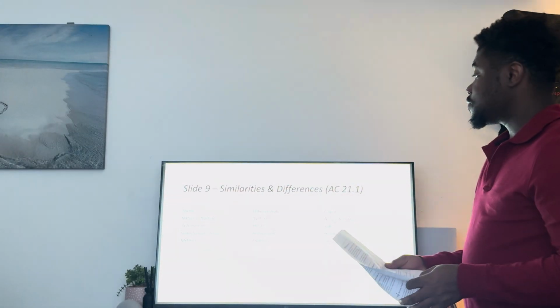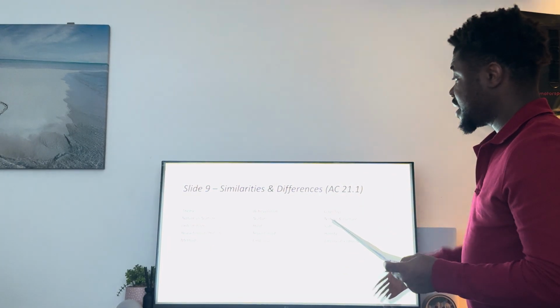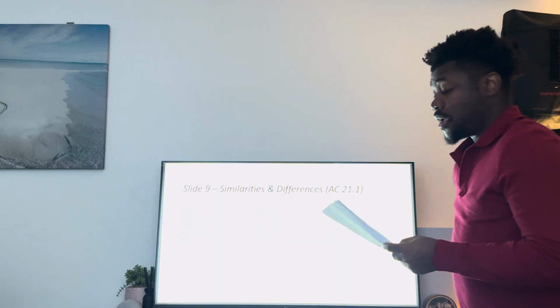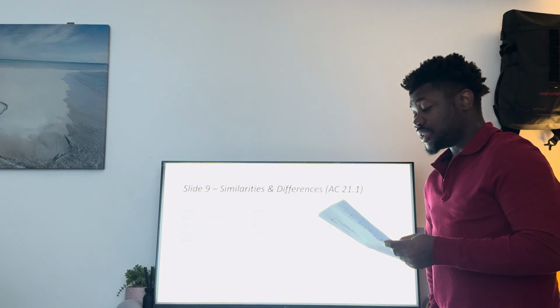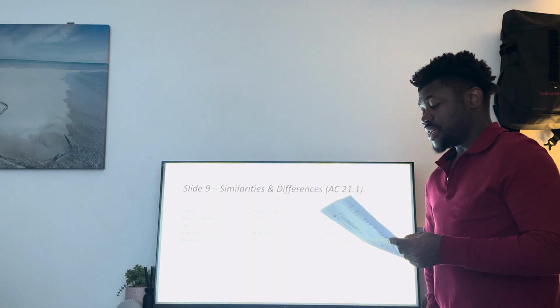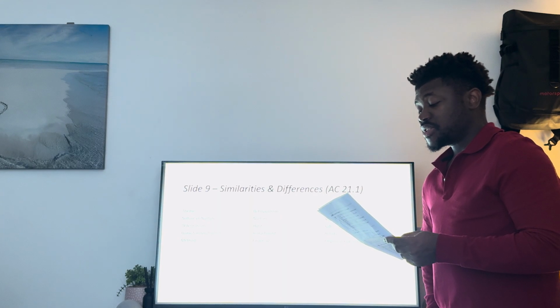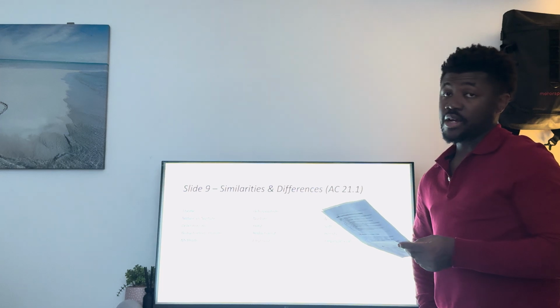And now we move to slide 9, which is similarities and differences. Behaviorism and cognitive psychology share a commitment to scientific research, using experiments to gather evidence. However, behaviorism focuses on external, observable actions, whereas cognitive psychology looks at internal mental processing.